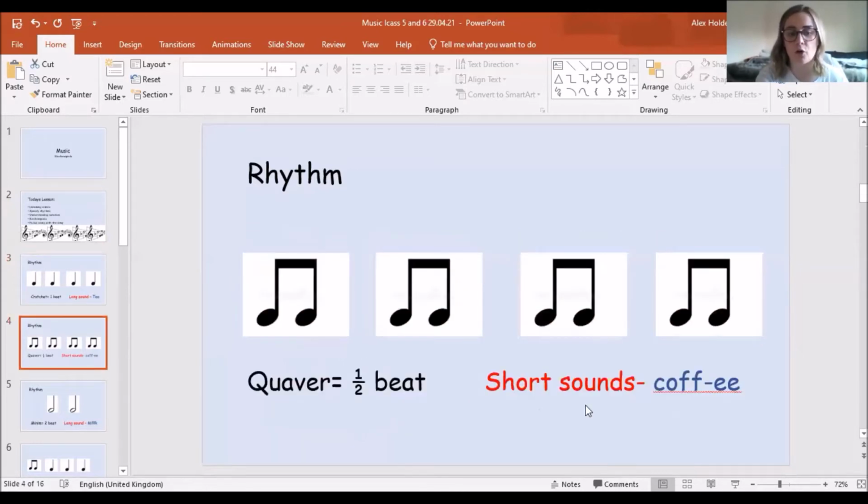Then we've got quavers, and each of these notes are worth half a beat. So this is where we've got those short sounds, and a way to remember it was by saying coffee, coffee. Okay, so if we do this one together, 1, 2, 3, 4. Coffee, coffee, coffee, coffee. Super.